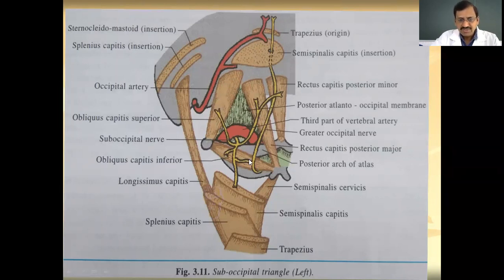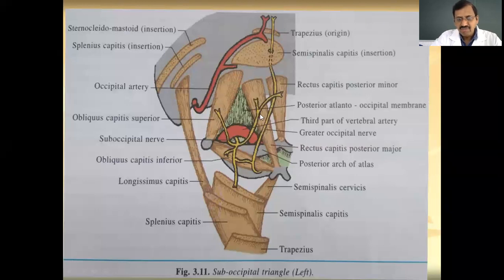Next, coming to the inferior boundary, it is formed by obliquus capitis inferior. This is a small muscle, and it takes origin from the bifid spine of the axis, and gets inserted to the transverse process of the atlas. Why is it called obliquus capitis inferior? It forms the inferior boundary of the suboccipital triangle, and it is obliquely oriented and related to the head. That is why it is called obliquus capitis inferior. These are the three muscles taking part.